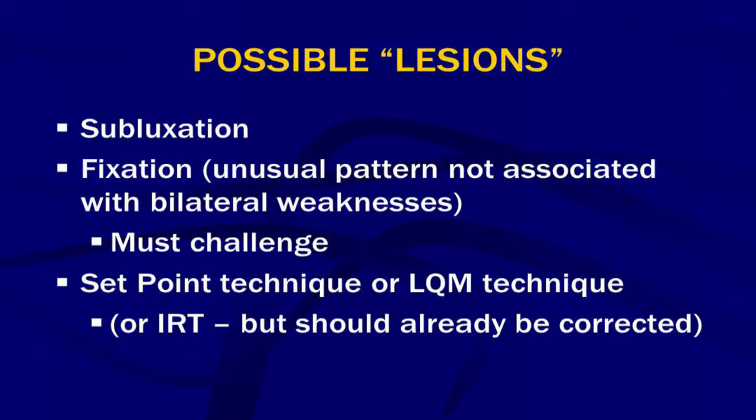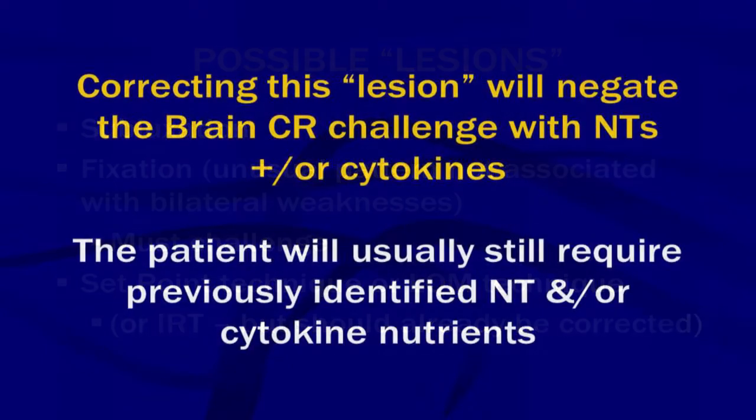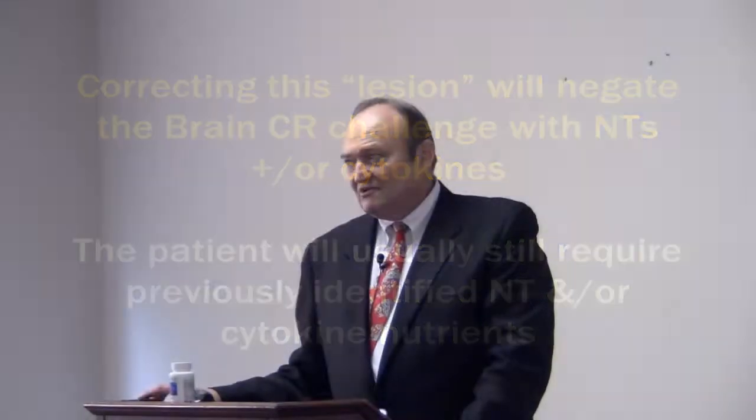So possible lesions that are creating the brain on fire and perpetuating its pattern: subluxation, a fixation, or an unusual pattern not associated with bilateral weaknesses, and you must challenge it because it doesn't have the bilateral weakness. Set point technique or LQM technique, or injury recall technique, but it should have already been corrected. Correcting the lesion will negate the brain Chapman's reflex challenge with the cytokines and neurotransmitters, and the patient will usually require previously identified neurotransmitter and cytokine nutrients. So you make the correction, but you still have to supplement the patient with what you found earlier for either the neurotransmitter or inflammatory process.